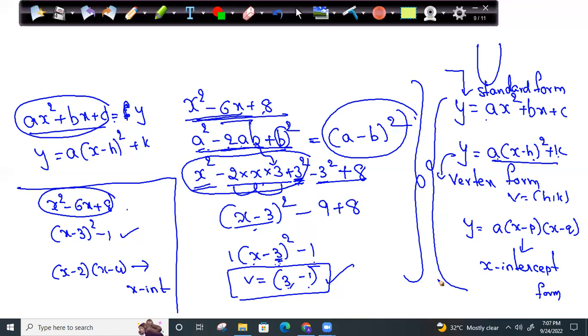Okay, so there are three different forms. I told you 4 different ways to find the vertex. You should know at least 1 or 2 methods, but know everything. Then you can understand better, or it is easy for you to solve any question that comes up from an exam perspective.